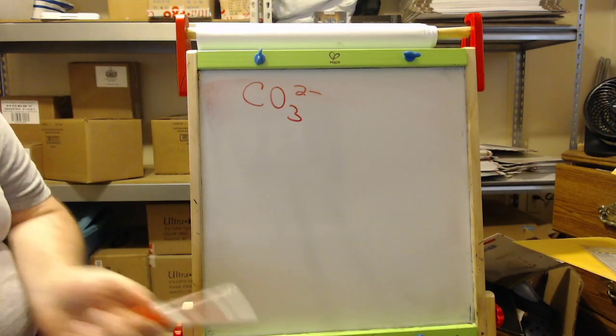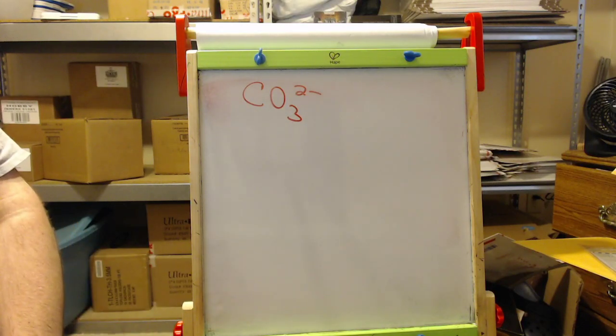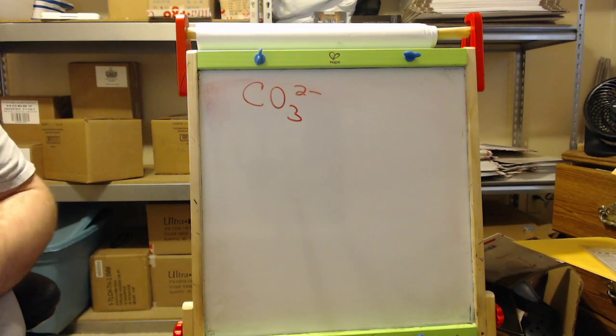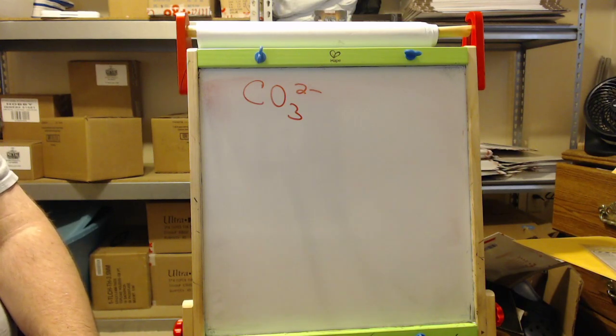Let's do carbonate. It's not that I don't trust you, I just don't trust anybody. All right, so our first step is total up the number of valence electrons. How many valence electrons should we have?